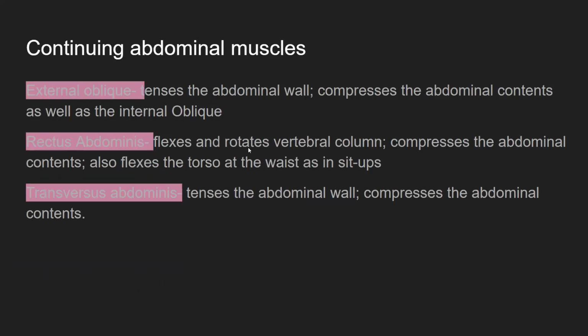So continuing on with abdominal muscles, we have the external and internal obliques, which, since they form the abdominal wall, compress the abdominal contents. And then we have the rectus abdominis, which flexes and rotates the vertebral column, compresses the abdominal contents, and also flexes the torso at the waist, as in sit-ups. Then we have the transverse abdominis, which tenses the abdominal wall and compresses the abdominal contents.